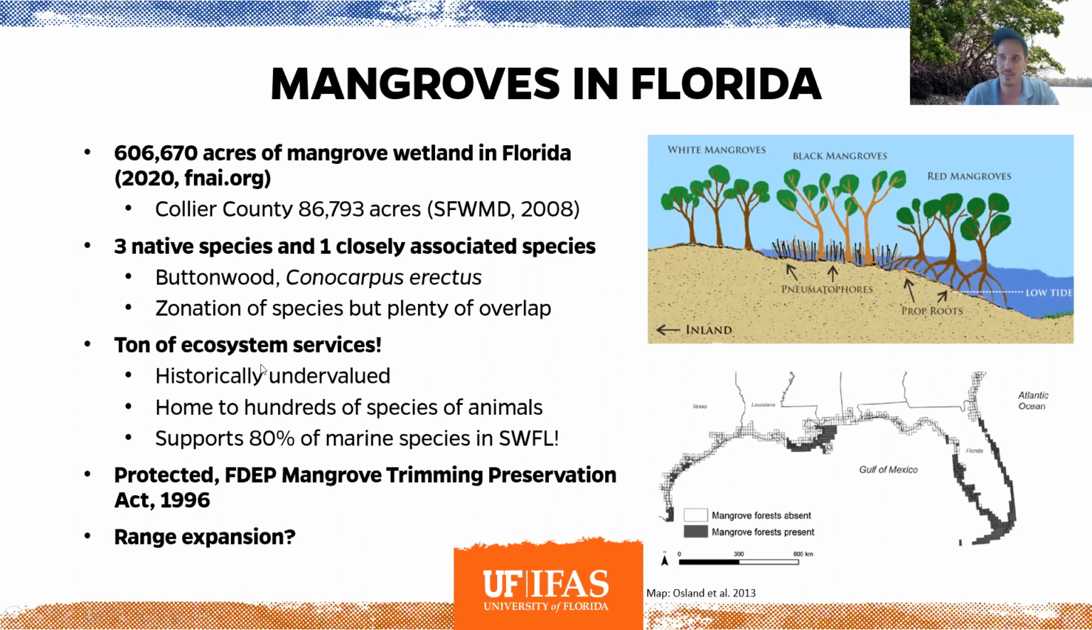And there are tons of ecosystem services out there. An ecosystem service is basically indirect and direct benefits to humans. Historically, they're undervalued because we looked at the direct benefits to humans, basically what forestry products, things we can harvest from these mangroves. They have way more value just being alive and standing there, with nutrient cycling, providing homes for hundreds of animals.